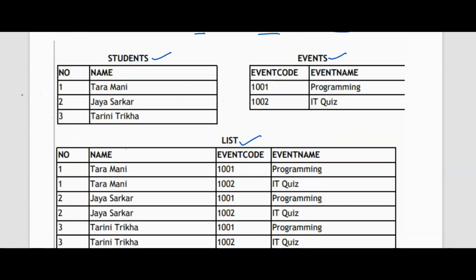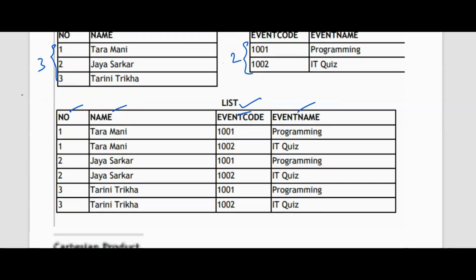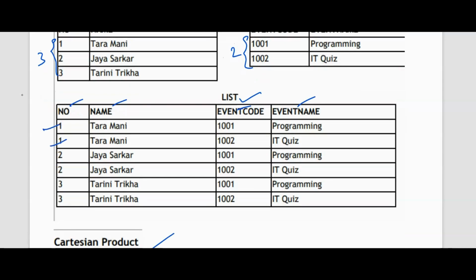So how is the Cartesian product made? We have 2 degrees in the students table and 2 degrees in the events table. So we add up the degrees to make 4 columns in the list. And what is the cardinality of students? The cardinality is 3 and the cardinality of events is 2. So you should multiply these two, 3 into 2, to get the total cardinality of the Cartesian product, which is 6 rows.